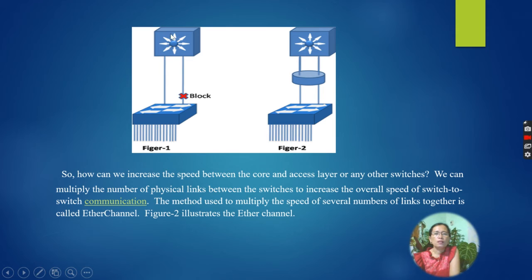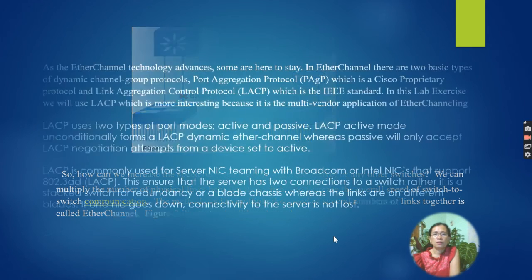This is Figure 1, so how can we increase the speed between the core and the access layer or any other switches? We can multiply the number of physical links between the switches and increase the overall speed of switch to switch communication. The method used to multiply the speed of several links together is called EtherChannel. This is Figure 2, illustrating the EtherChannel.